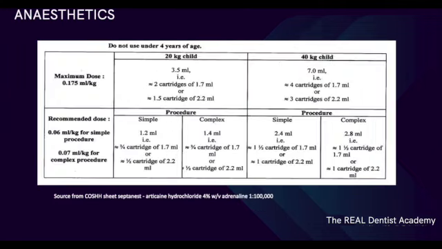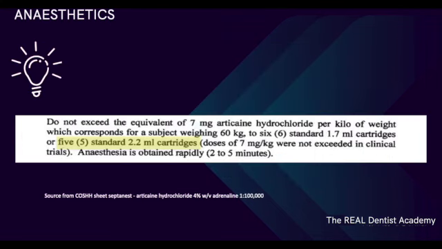So let's look at articaine. The limit here is 7 milligrams per kilogram of weight. So for children, recommended dosage is no more than half a cartridge for up to 20 kilograms and 1 cartridge for up to 40 kilograms. But what about adults? Well, the weight thing still exists here and is still the same at 7 milligrams per kilogram weight. So in a 60 kilogram person, that's a maximum of 5 cartridges.